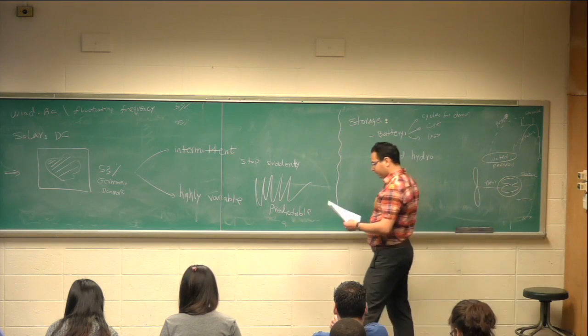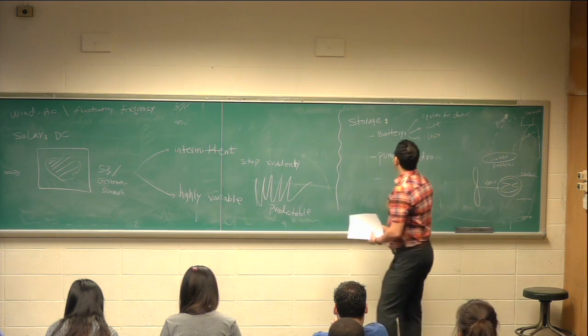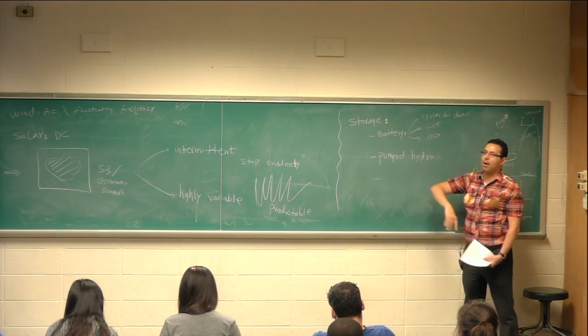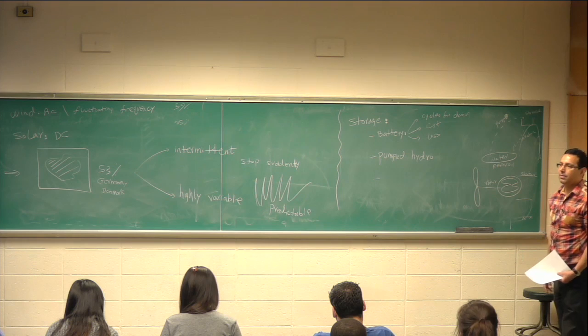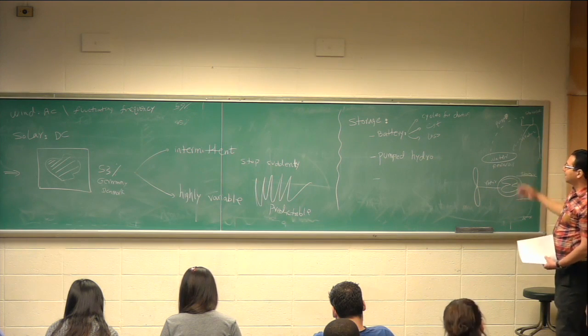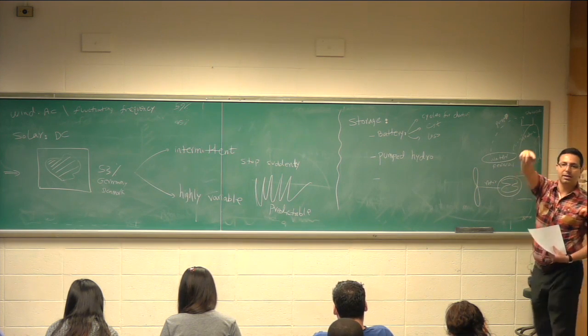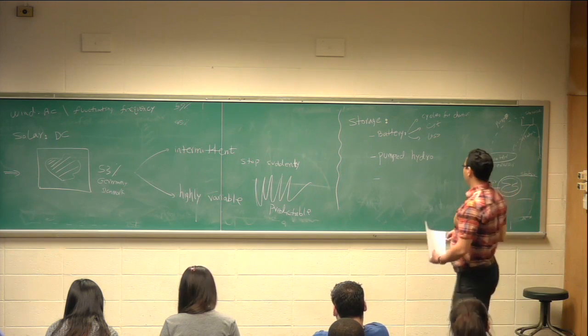And what else? So battery is very expensive. Pump hydro depends on the location. It doesn't work for Texas, for example. And what else? What kind of storage can you get? Just a flywheel. Flywheel?